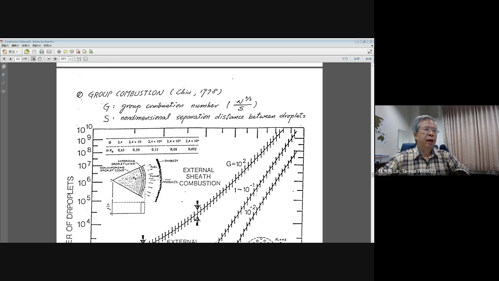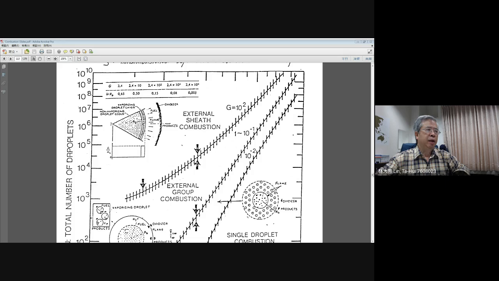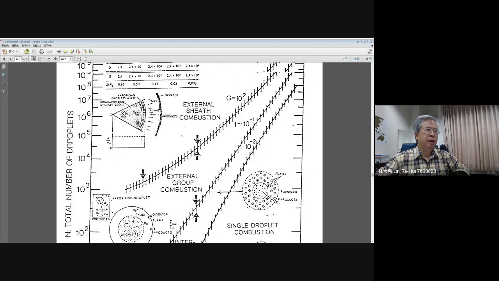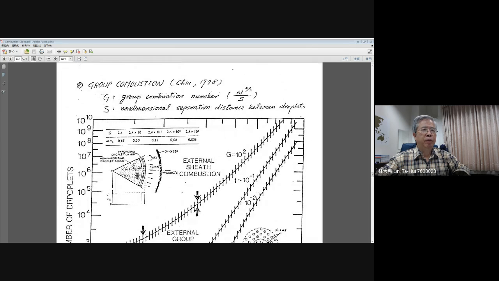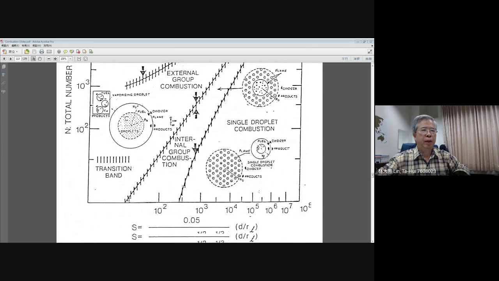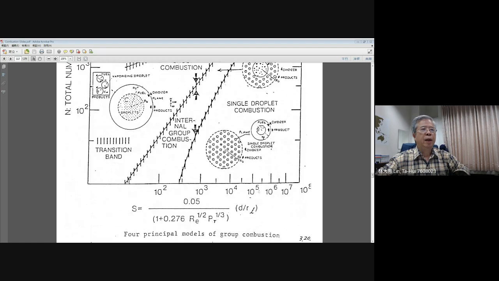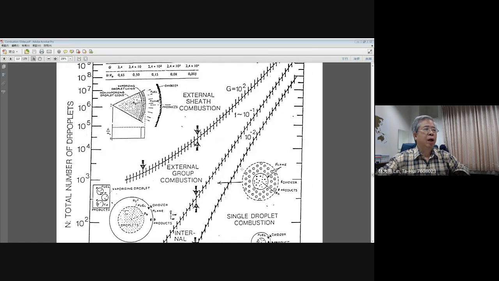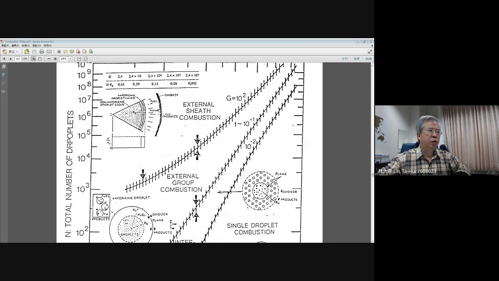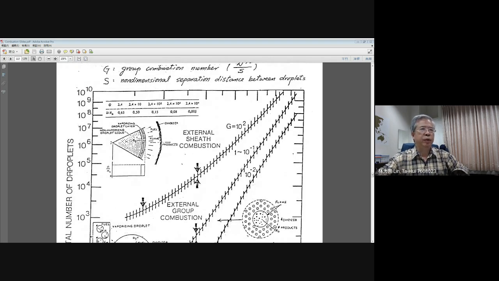Here, n represents the total number of droplets in a given control volume, and S defines the non-dimensional separation distance between droplets in this control volume. The horizontal axis represents the variation in non-dimensional S, and the vertical axis represents how many droplets you have in this control volume.